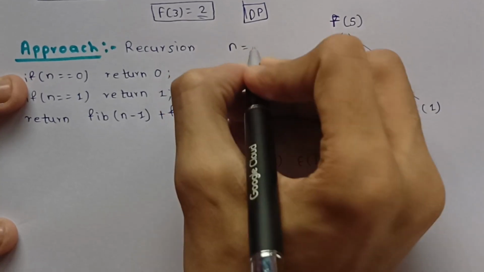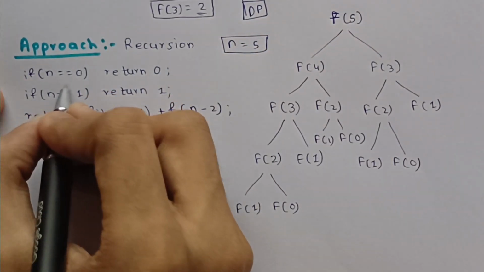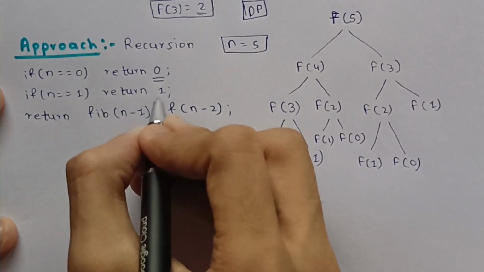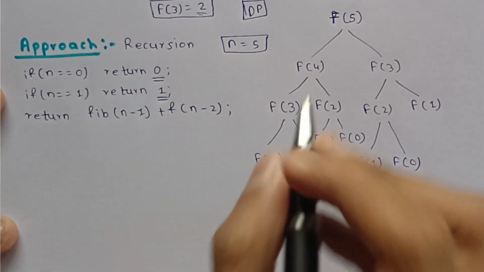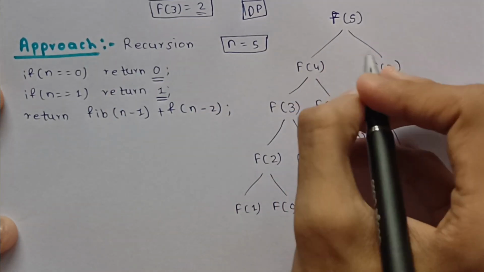Let's take n is equal to 5. First of all, what will we write? We will write if n is equal to 0, then we simply return 0, and if n is equal to 1, then simply we return 1. Now n is given as 5, so what will we do? Simply we will break it into two parts, 4 and 3.